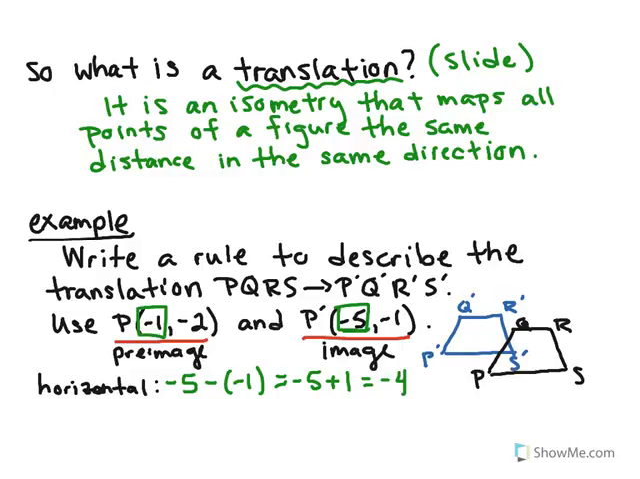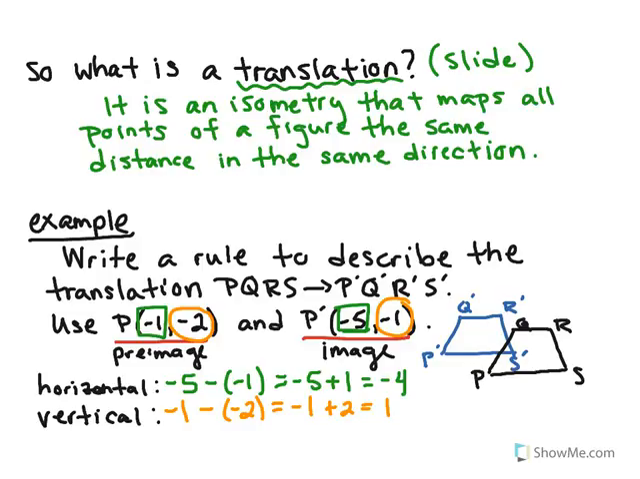So when I write my rule, that is going to come into play. Now let's try to figure out what our vertical change is. And I'll do this one in orange. So start with your image first. So I have -1, and I'm going to subtract -2. Let's see what happens here. So I have -1 plus 2 to give me +1.